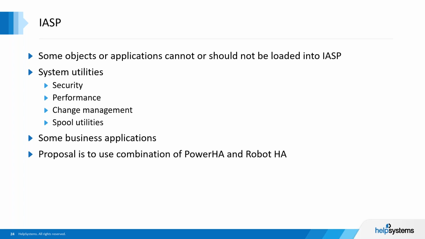Now, things like job scheduling, like Robot Schedule, for instance, I would be putting that out in my IASP because I want, when I switch my business application, I want my job scheduling that's associated with it to continue to flip back and forth, and you can do that. Okay, so sometimes the proposal is a combination of PowerHA and Robot HA, but again, I want to make sure we're perfectly clear that this can stand alone.